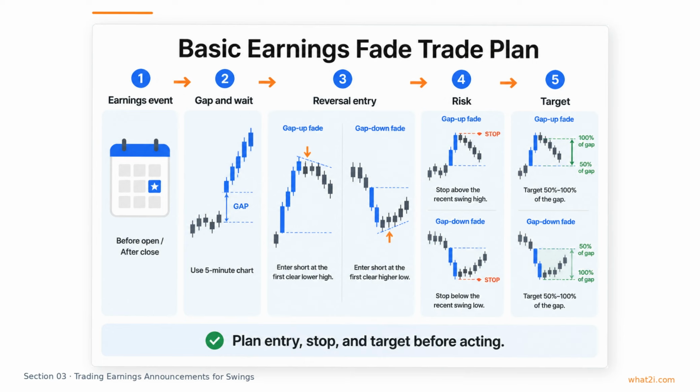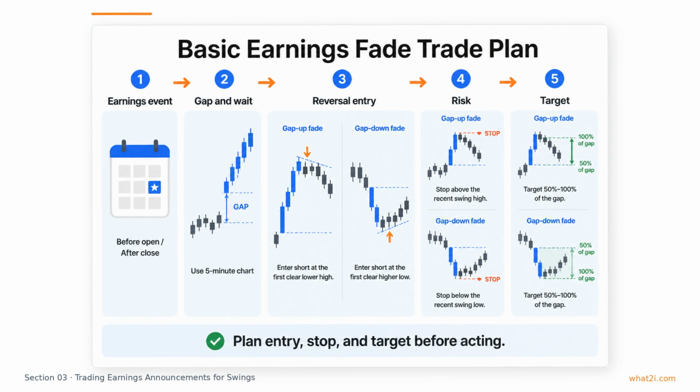Then move to a short-term chart and wait for a reversal pattern rather than entering blindly. In a gap-up fade, a first clear lower high can mark the short entry, while in a gap-down fade, a first clear higher low can mark the long entry. The stop goes beyond the recent swing point because that level should hold if the fade idea is valid. A practical target is often 50 to 100% of the gap, depending on how strong the reversal becomes. Defining those pieces ahead of time keeps the trade from becoming a guess.